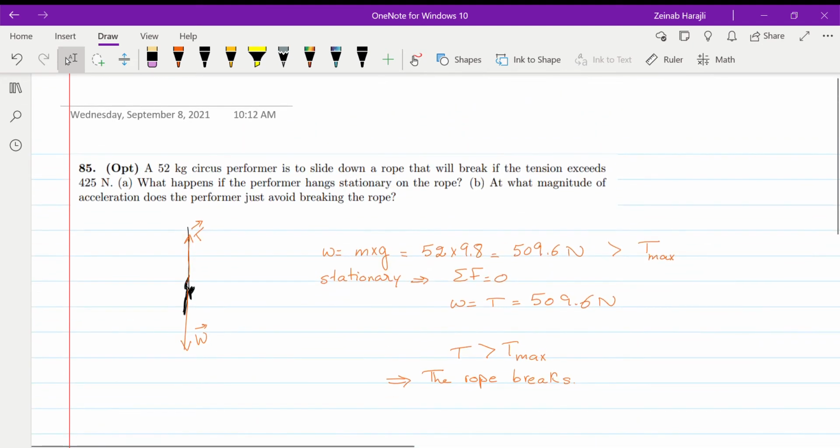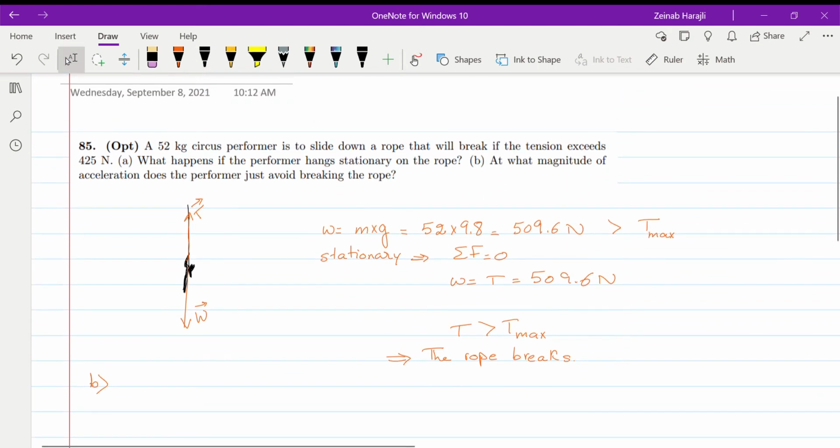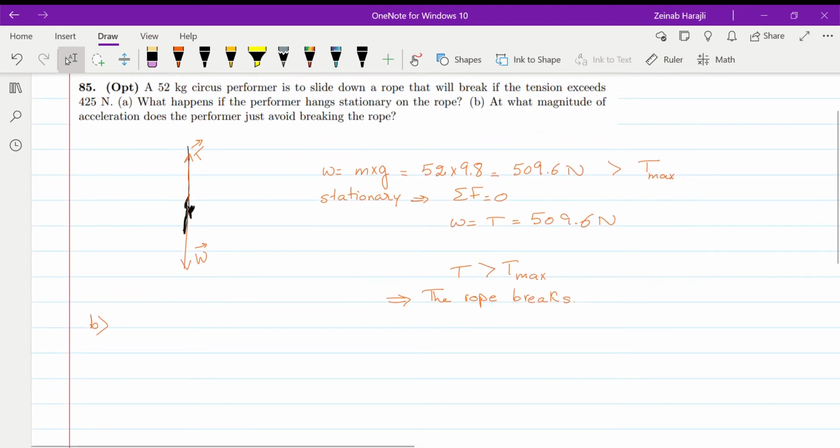In part B, we are asked, at what magnitude of acceleration does the performer just avoid breaking the rope? So now we're looking for a situation where this performer is accelerating down the rope. He is sliding down now. He's not stationary. So in part A, we had a stationary performer hanging to the rope.